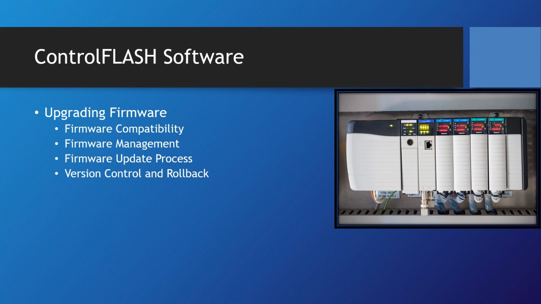In cases where an update causes issues, ControlFLASH may support rollback to a previous firmware version to restore device functionality. Overall, ControlFLASH simplifies the process of updating firmware for Rockwell Automation devices, providing a user-friendly interface and robust functionality for managing firmware files, applying updates, and maintaining device performance. By keeping devices up to date with the latest firmware, ControlFLASH contributes to the overall reliability and security of industrial control systems.